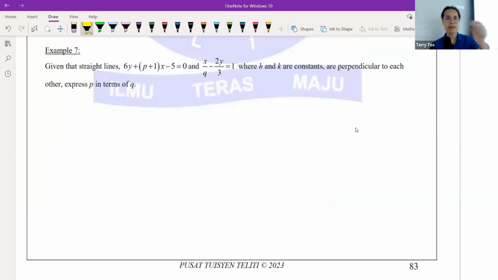Now, let's look at example 7. We know when two lines are perpendicular, m1 times m2 equals negative 1. So first, what is the gradient of this line? We can change it to y equals mx plus c, divide by 6.